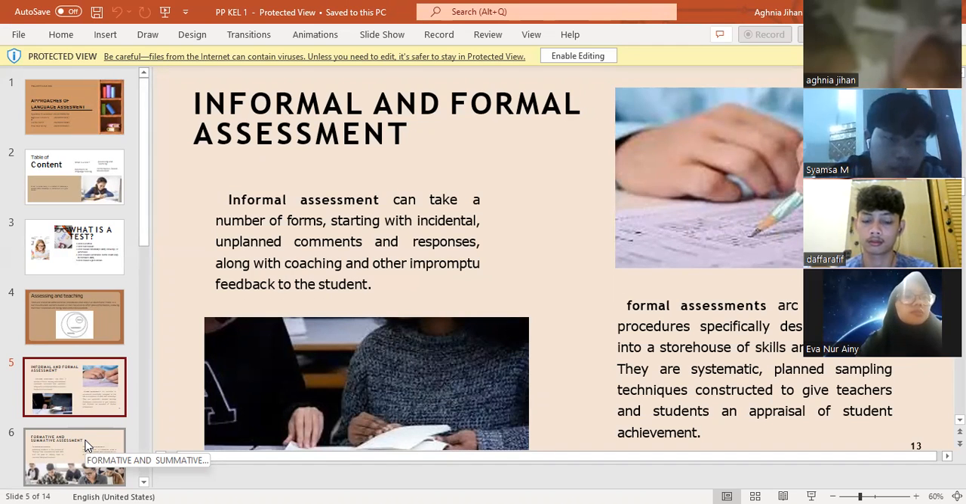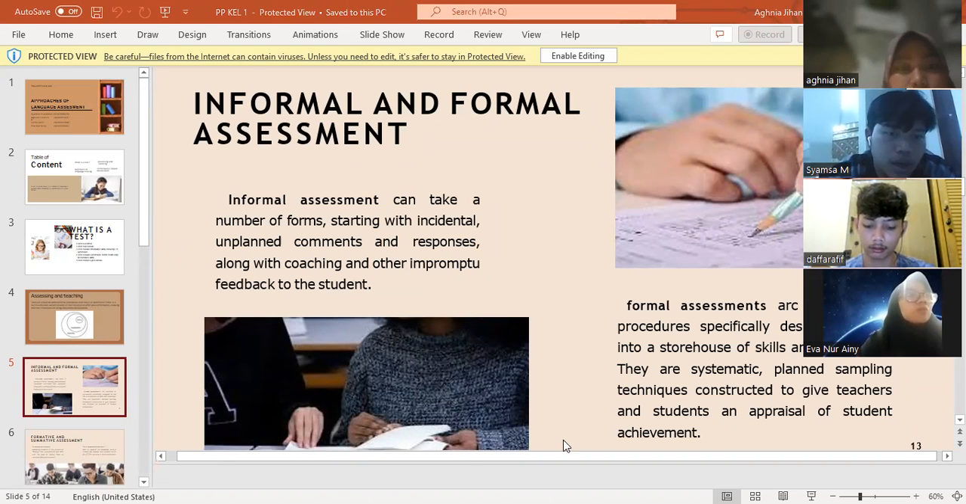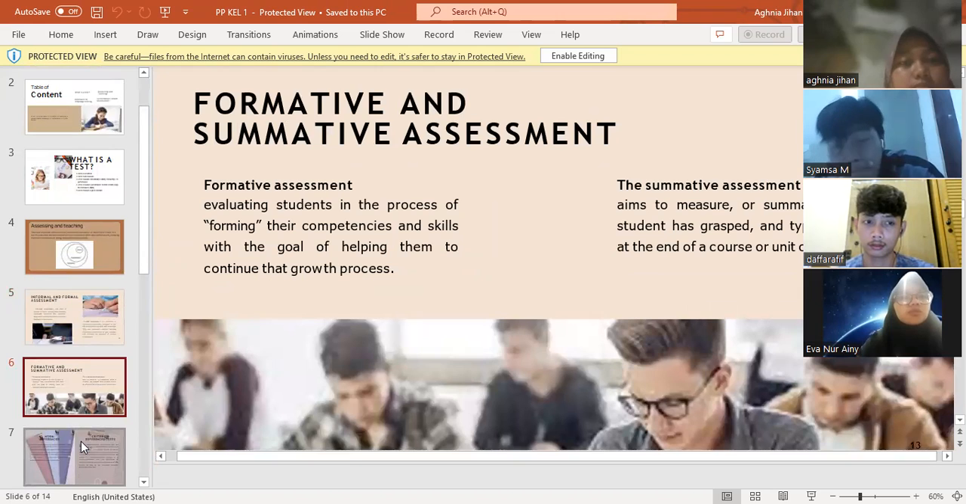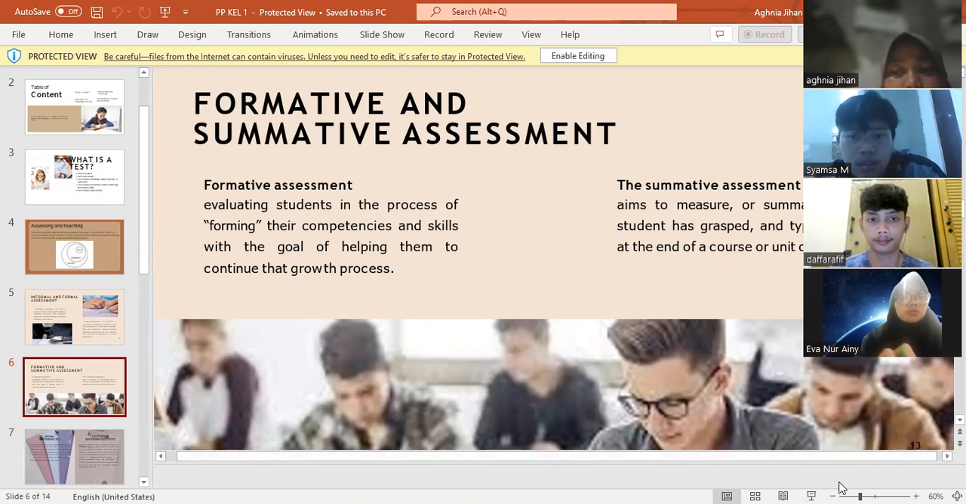Tests are usually relative to time constraints and draw on a limited sample of behavior. Okay, next slide. Okay, and then we will talk about formative and summative assessment.